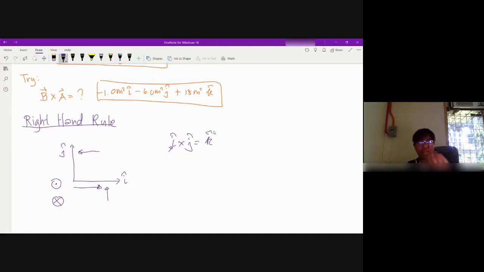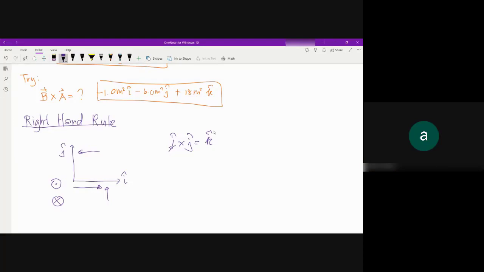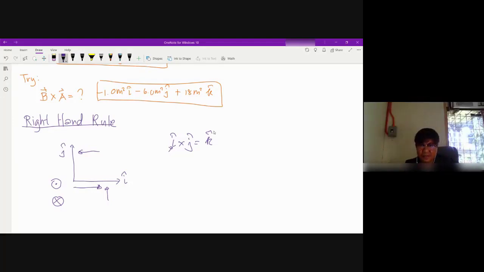So atong gi-define ang pagawas sa screen as positive k-hat. Ang pasulod sa screen would be negative k-hat. Kuha? Yes, sir. Okay. Kuha, sir. Okay. So now, i-try ninyo class ang J cross I.